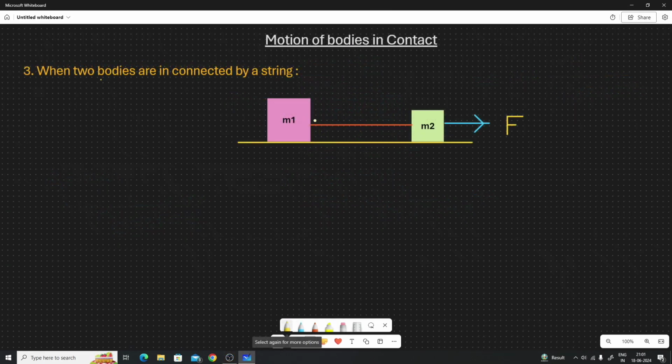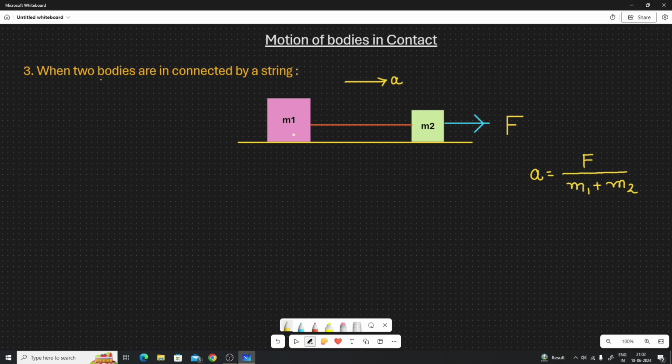Now this is our third case, when two bodies m1 and m2 are connected by a string and the force F is applied on the mass m2. As the force is applied on the mass m2, these two masses will move as a whole with an acceleration a. Now what is the value of that acceleration? The value of that acceleration will be a equal to F divided by m1 plus m2. So this is the acceleration.